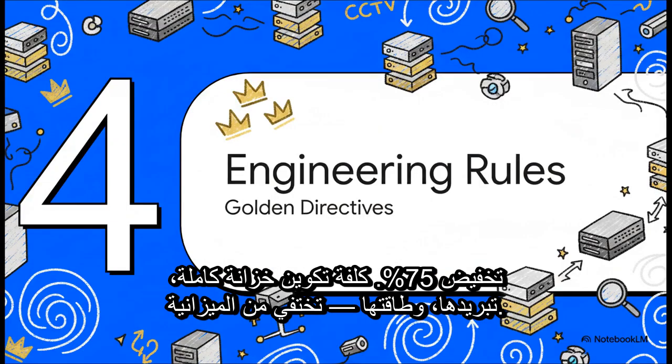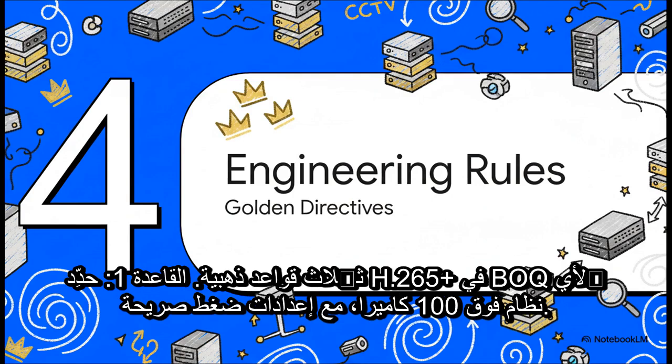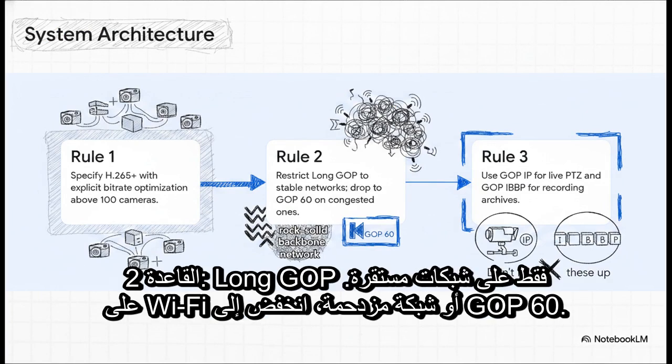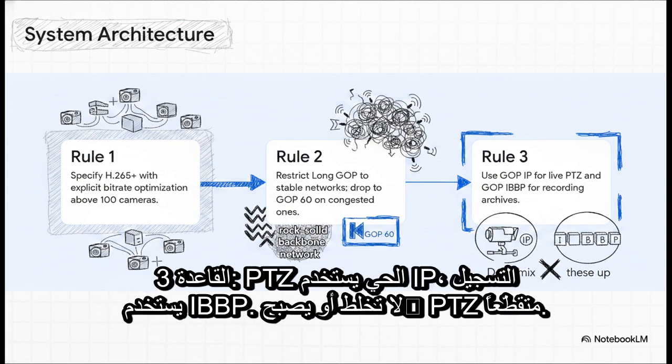3 golden engineering rules. Let's synthesize everything we've talked about into actionable engineering directives for your next system architecture. Rule number 1. You absolutely must mandate H.265 Plus in the bill of quantities for any system over 100 cameras, and you need to include explicit bitrate optimization settings. Rule 2. Restrict long GOP strictly to rock-solid network backbones. If you're on Wi-Fi or a congested network, dial it back down to GOP 60. And Rule 3. Live PTZ strictly uses the IP GOP structure while recording uses IBBP. Seriously, do not mix these up unless you want terribly juddery, laggy camera control.